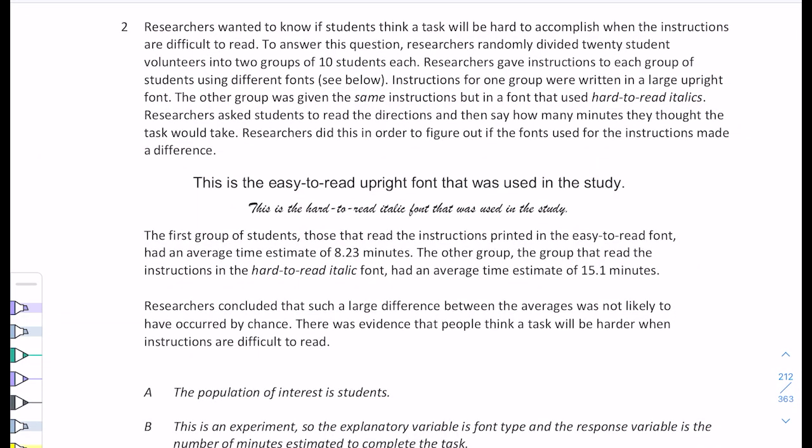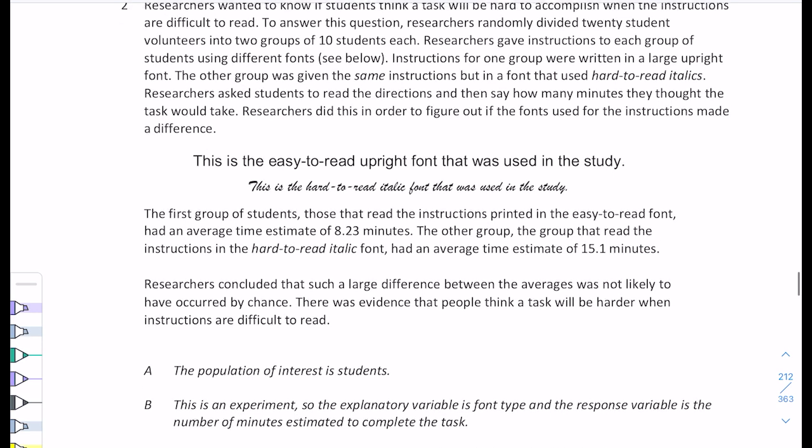In the next problem, researchers wanted to know if students think that a task will be hard to accomplish when the instructions are difficult to read. So, they go through and they do two things with the instructions. The population of interest is the students. This is an experiment, and we're going to talk about how we know that it is.